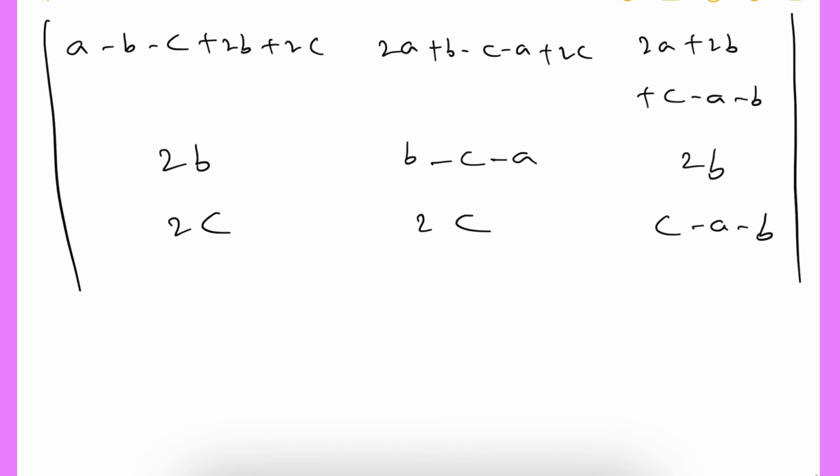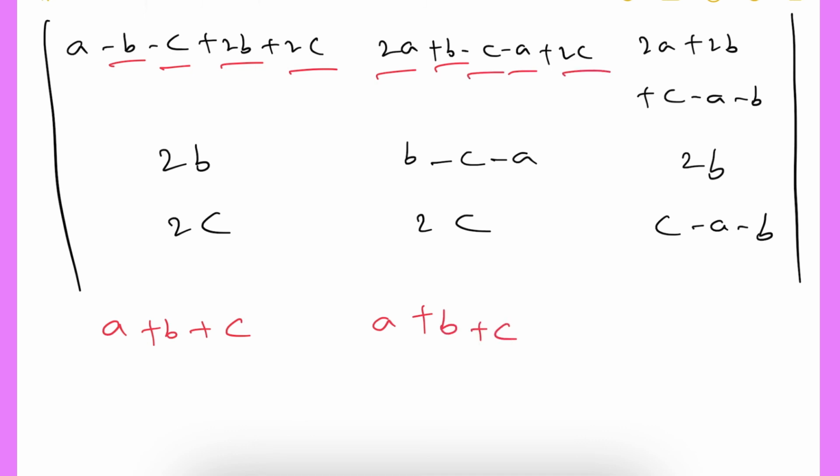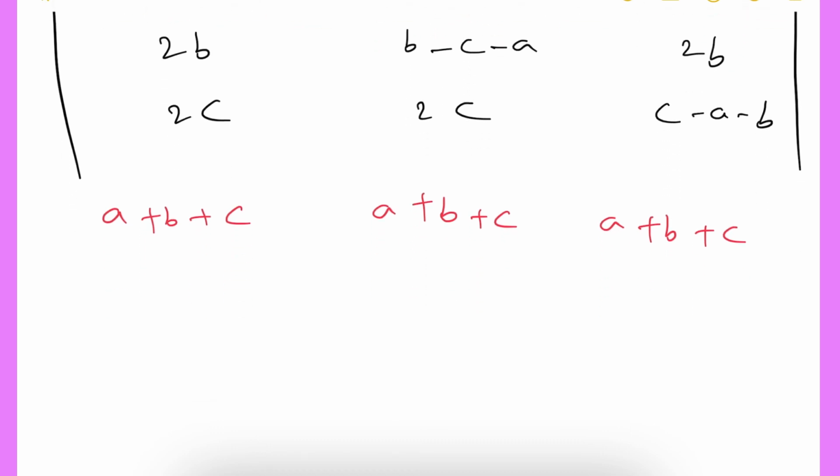Now let us simplify if any possibility is there. Only element a is there, so a as it is. Then here minus b plus 2b will become plus b. Minus c plus 2c will become plus c. The same way with the second, 2a minus a, only a, plus b, minus c plus 2c, plus c. Next, 2a minus a, 2b minus b, then c. Now second row as it is: 2b, b minus c minus a, 2b. Third row also as it is: 2c, 2c, c minus a minus b.